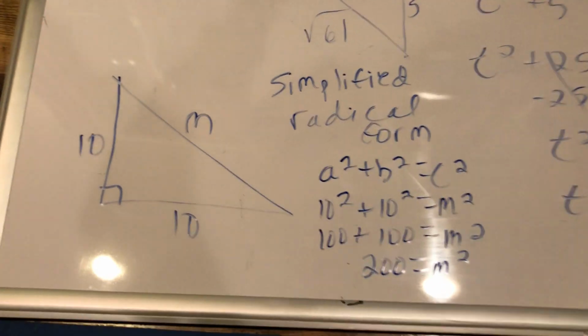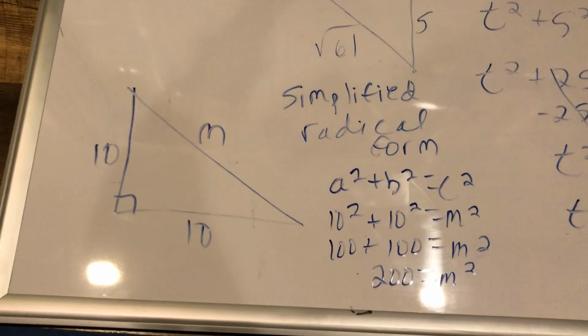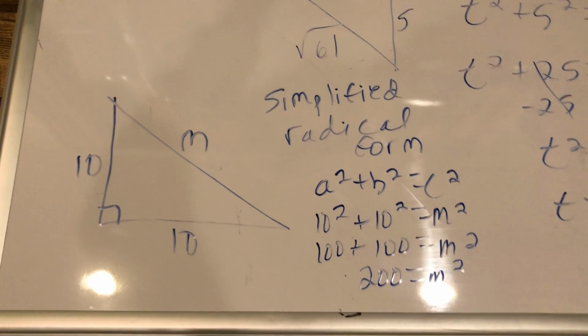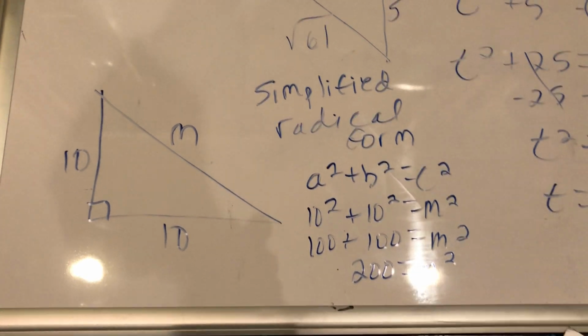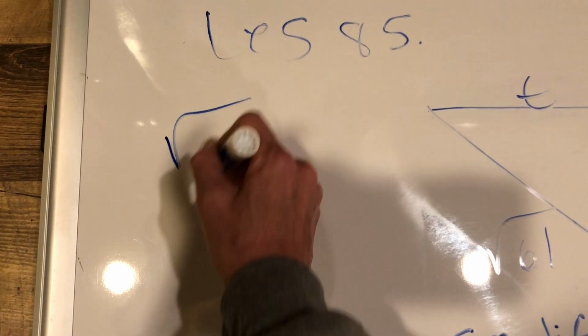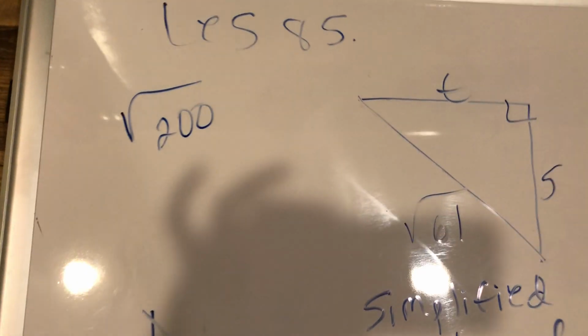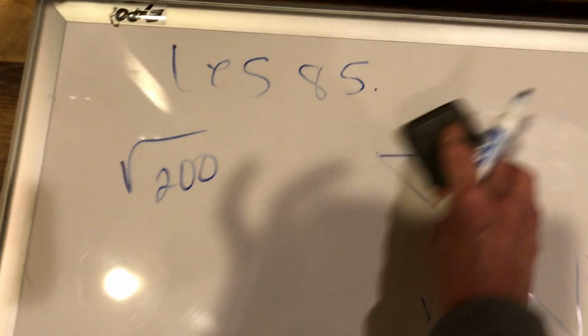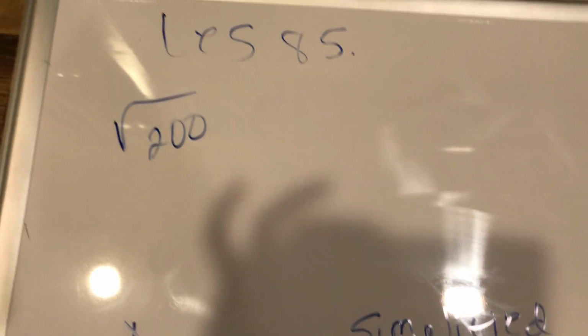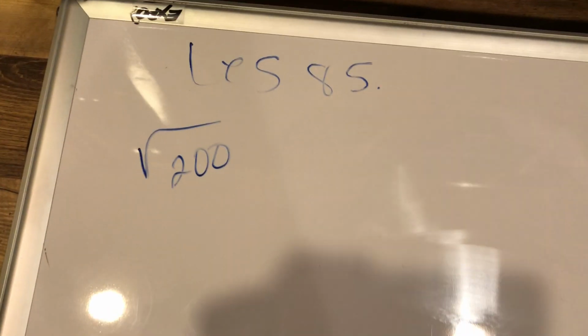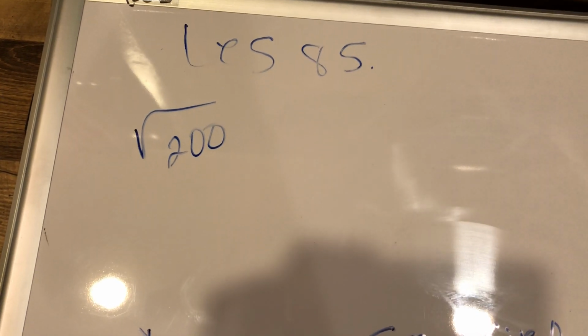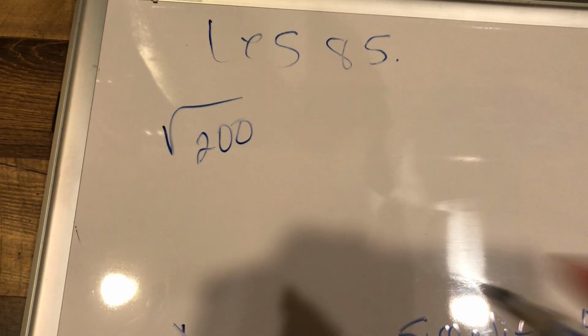Now, here we're asked for simplified radical form. So for simplified radical form, that means we need to take the square root of 200. Let me move up here because I'm running out of room. The square root of 200, and this 200 is not a perfect square. It doesn't have a perfect square root. So this is where we do the prime factorization, like I've shown you to simplify radicals.